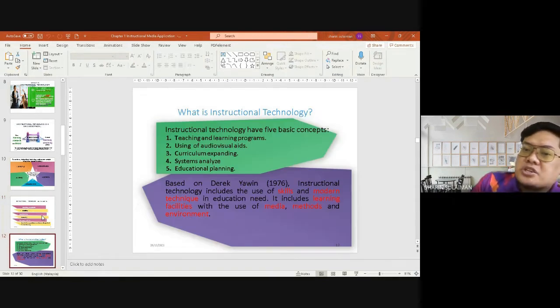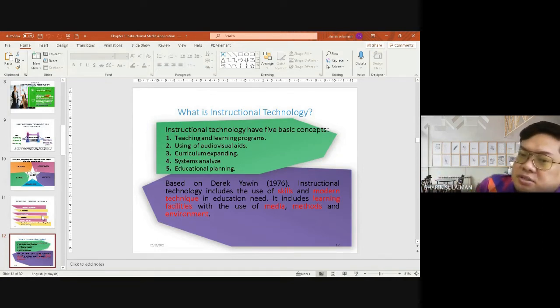Okay, what is instructional technology? Instructional technology has 5 basic concepts. It comprises 5 basic concepts. So instructional technology has what we call its ingredients, its elements.